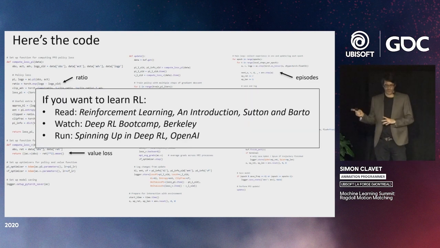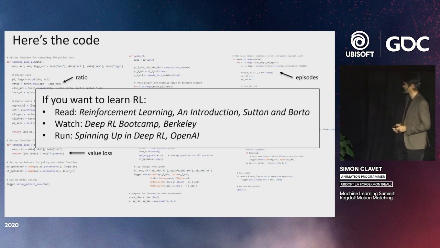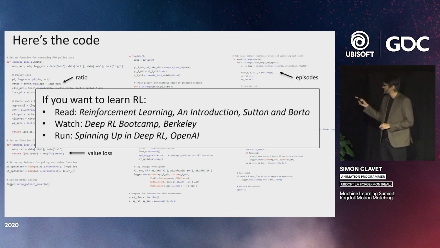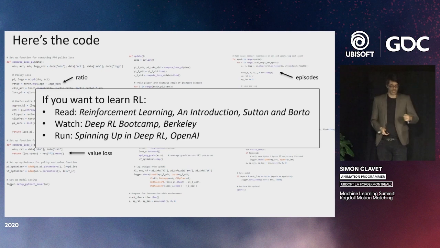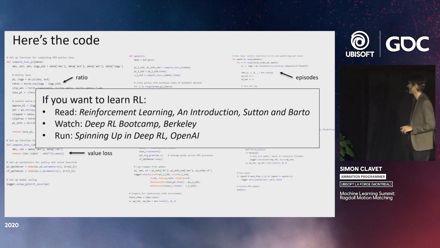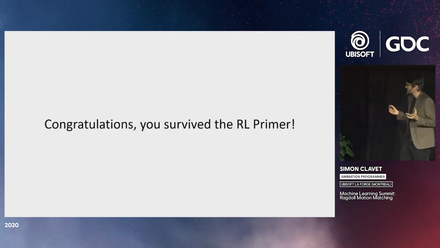That's my suggestion. If you want to learn this, because I think it's cool, I think everybody should try to learn that if they can. I think the steps would be to read this book. This book is really good, Reinforcement Learning by Sutton and Barto. And then watch this bootcamp, a bunch of little videos on YouTube. And then if you want to run some code, start with Spinning Up in Deep RL by the OpenAI guys. That's a good place to start if you want to try different algorithms and see which one works on your little environment. So yeah, that's the RL primer.